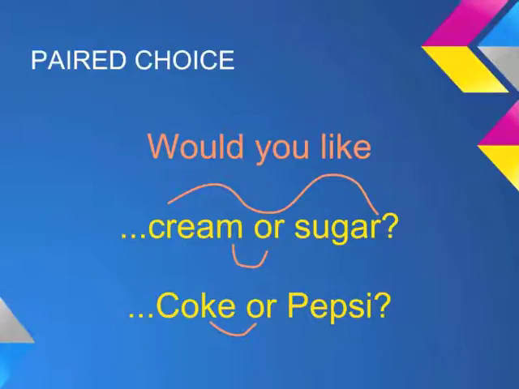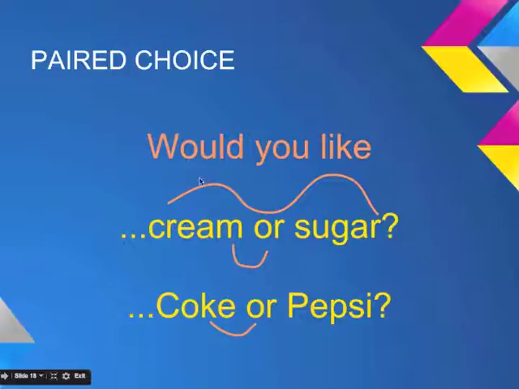Now, a paired choice is similar, except we use the word "or", and generally we try to put two things that belong together, especially contextually. So here are a couple of questions that you might hear at a restaurant. Would you like cream or sugar? Would you like Coke or Pepsi? Now, sometimes you might hear a slight pause in between the first word and the word "or", but oftentimes they will be linked together. So it will sound like "creamer or coker."